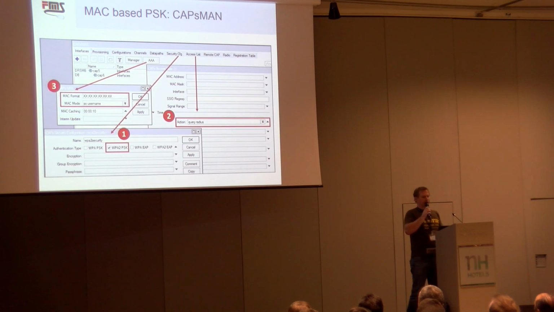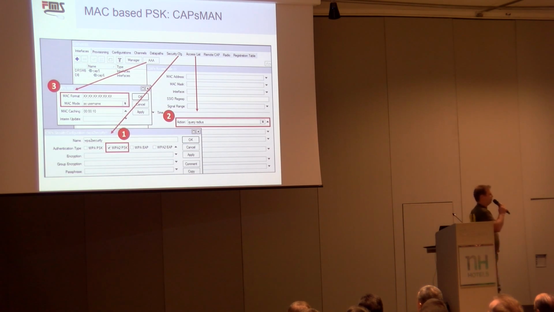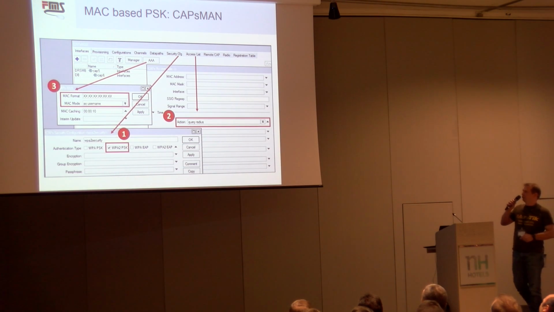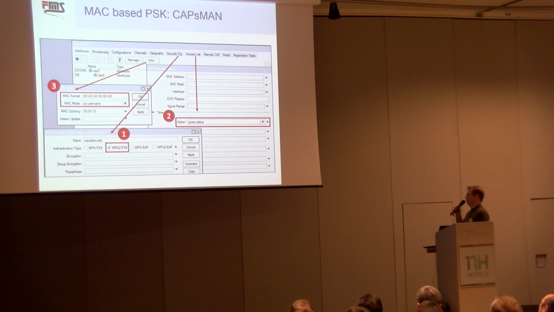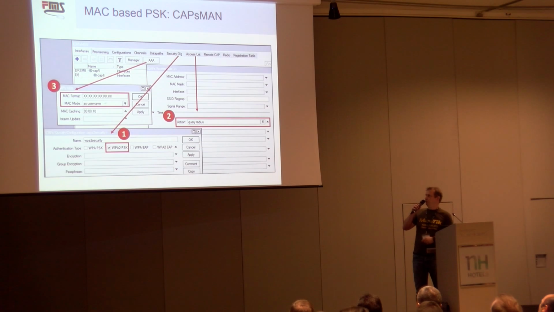Now the CAPsManager configuration is a little bit disordered, maybe. There are a couple of areas where you have to take care. First of all, the security profile, where you choose WPA2. Then second, you have to set an access list action. That is the action to ask RADIUS. And last but not least, here at the AAA button, number 3, you have to set the MAC format, and you have to explain what to do with this MAC address. That is, we want to use it as a username with our RADIUS authentication.